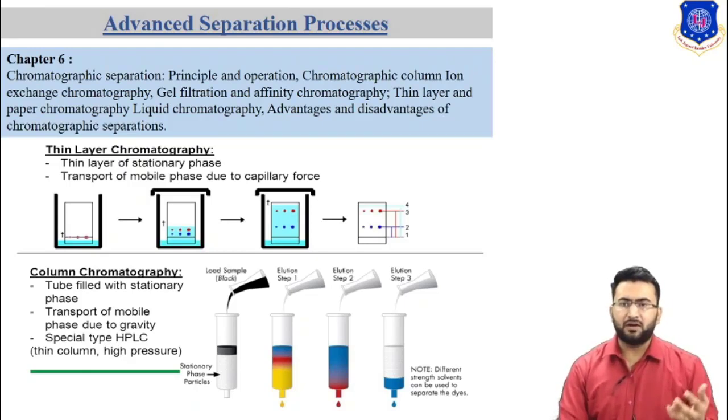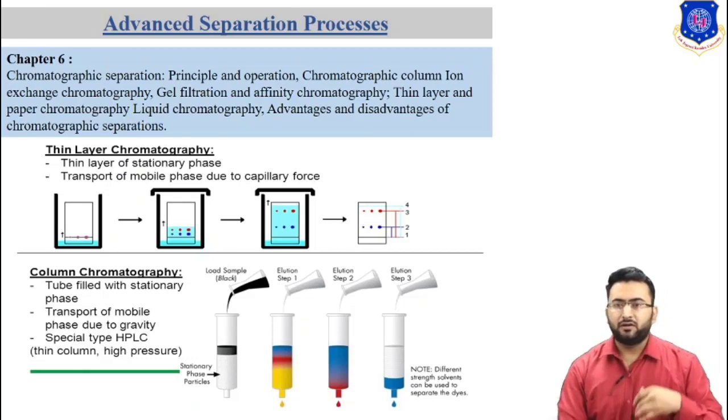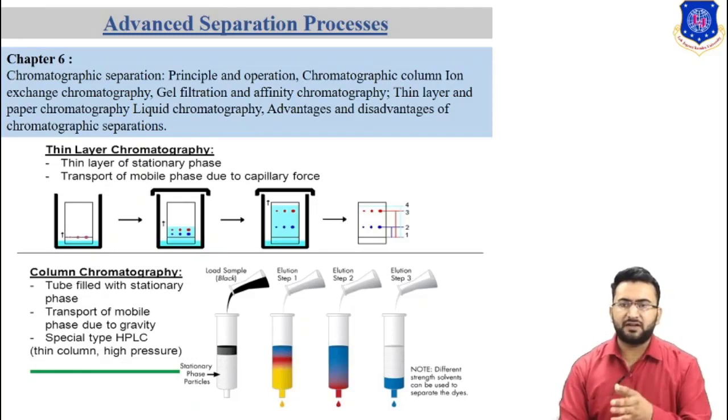In this chapter, we'll talk about the principle of chromatographic separation and its operation, chromatographic column, ion exchange chromatography, gel filtration, and affinity chromatography separation. There are mainly two types of chromatographic separation used: thin layer chromatographic separation and column based chromatographic separation. So we'll talk briefly about the thin layer chromatographic separation process and the column based chromatographic separation process in this chapter. Then we'll talk about the advantages and disadvantages of the chromatographic separation process.